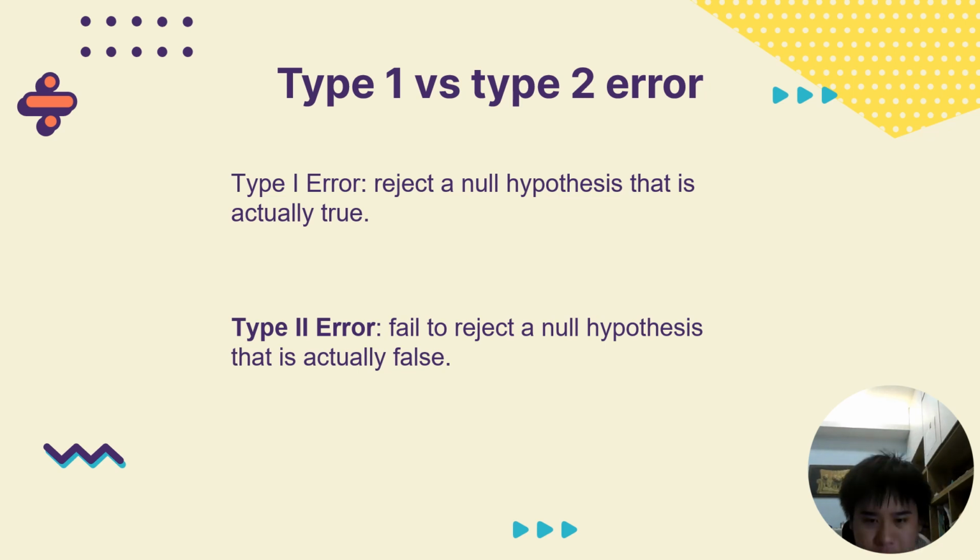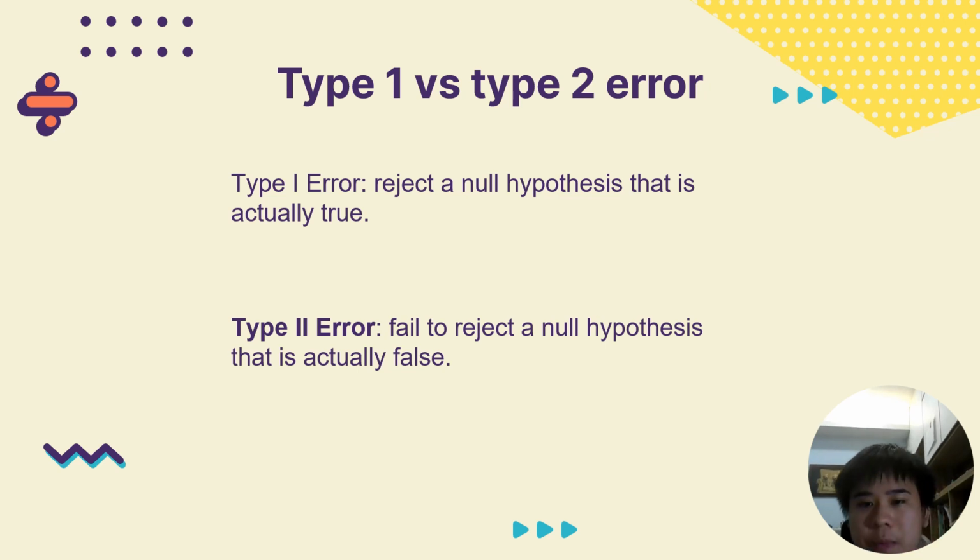For example, in a medical test for a disease, a type 1 error would be concluding that a person has the disease when they actually do not. That's a false alarm. That's a false claim.